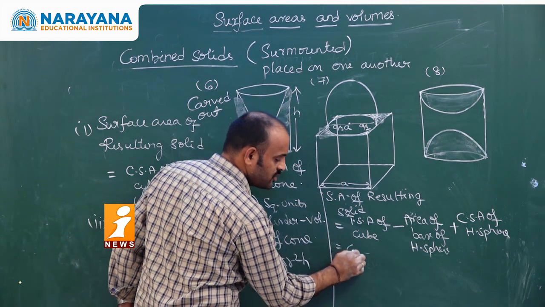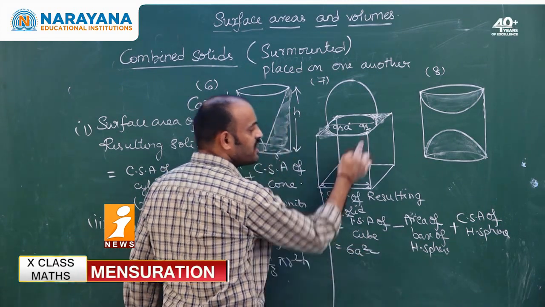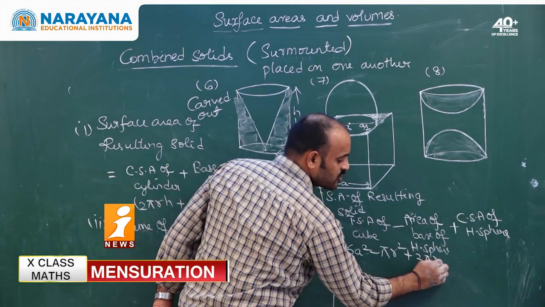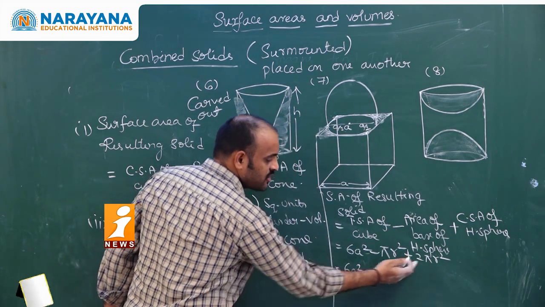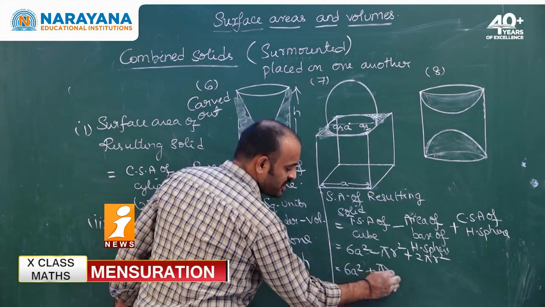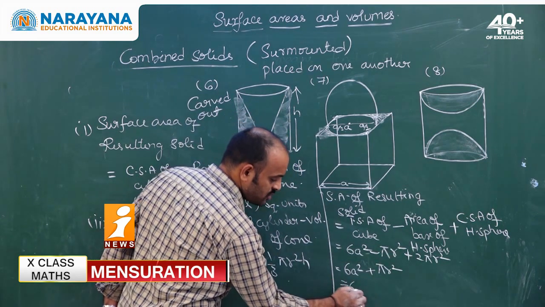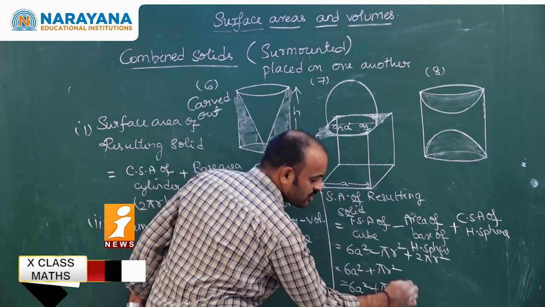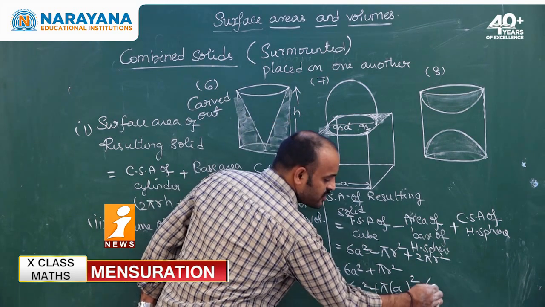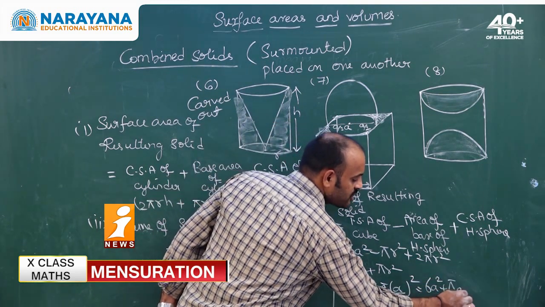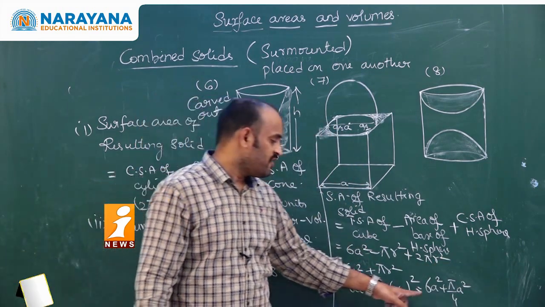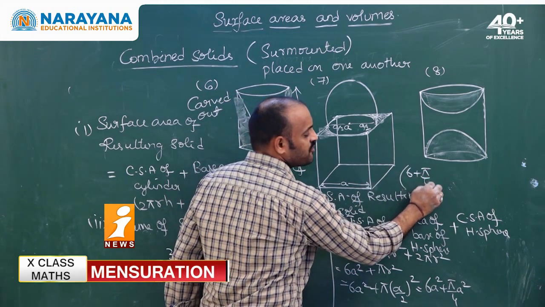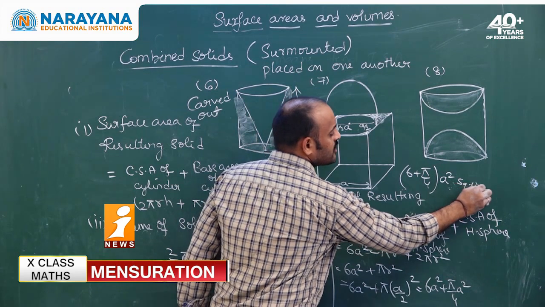Therefore, TSA of cube 6a square, minus area of base which is a circle, so pi r square, plus CSA of hemisphere 2 pi r square. Therefore, 6a square minus pi r square plus 2 pi r square. So 6a square plus pi into, what is radius here? a by 2 whole square. So 6a square plus pi by 4 a square units. If I take a square common, it gives you 6 plus pi by 4 times a square units.